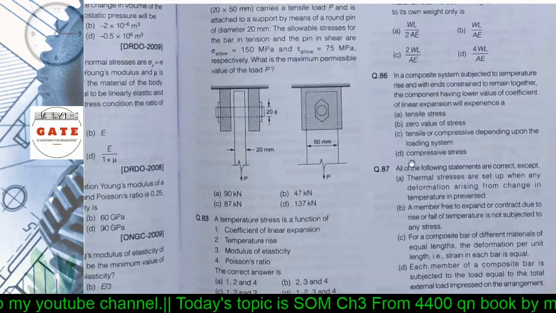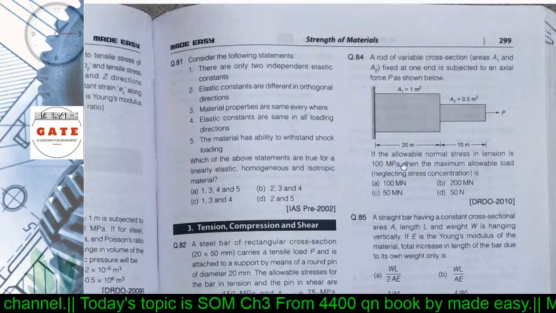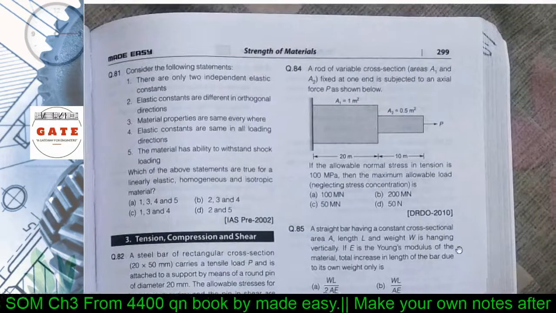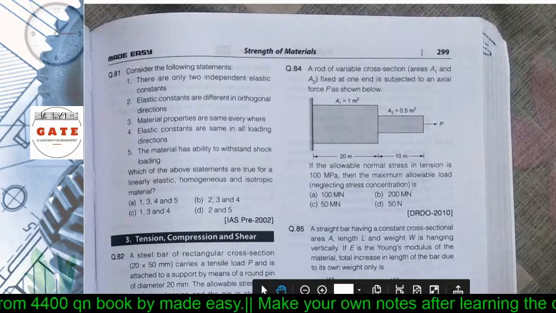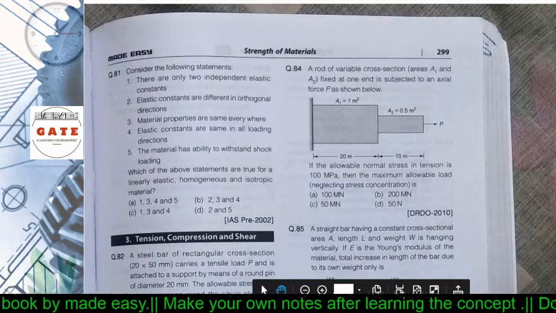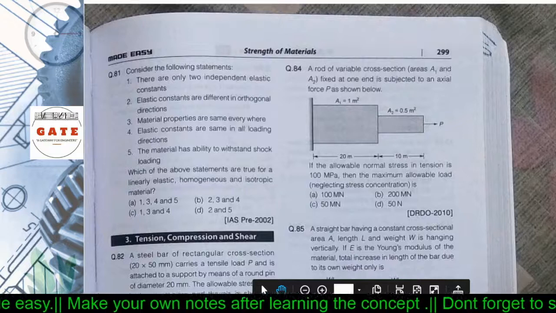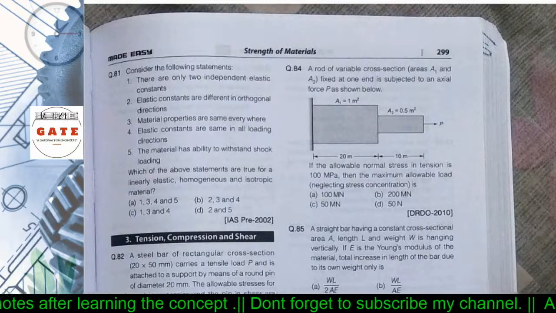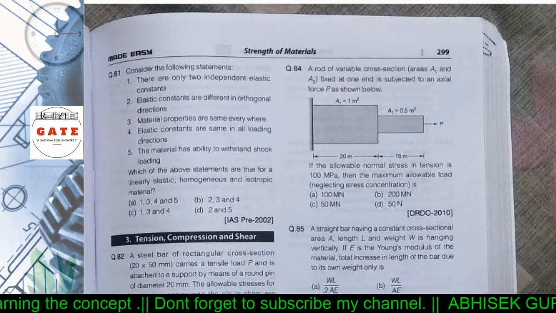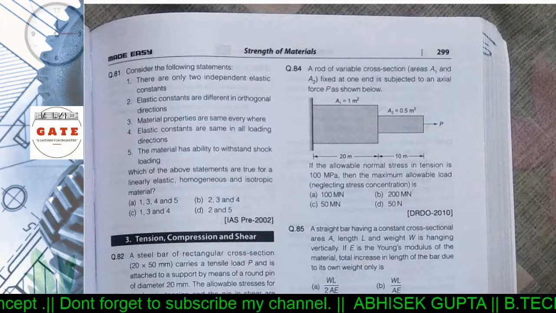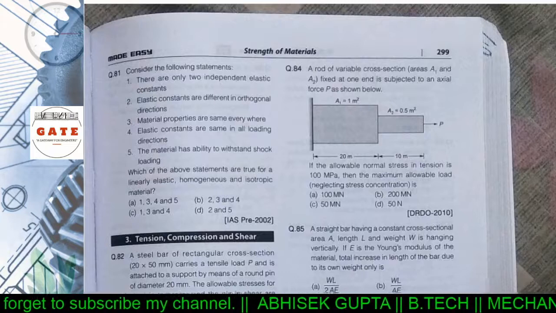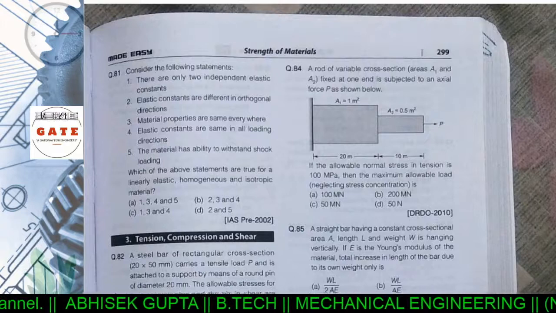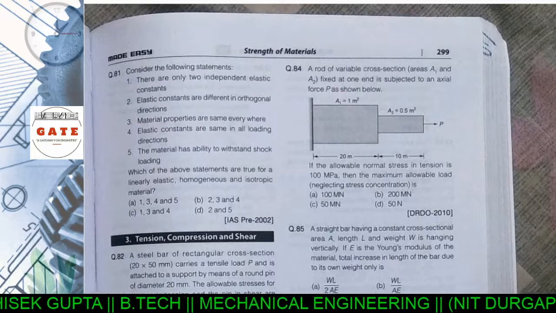Yes. The next question. Question number 84. See here a rod of variable cross section. 84. A rod of variable cross section A1 A2 fixed at one end and subjected to axial force P as shown below. If the allowable normal stress in tension is 100 megapascal, then the maximum allowable load is. So maximum allowable load they are asking.